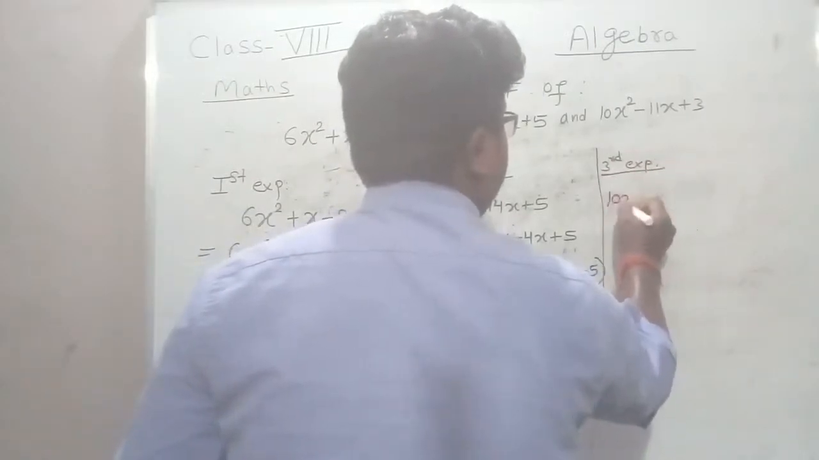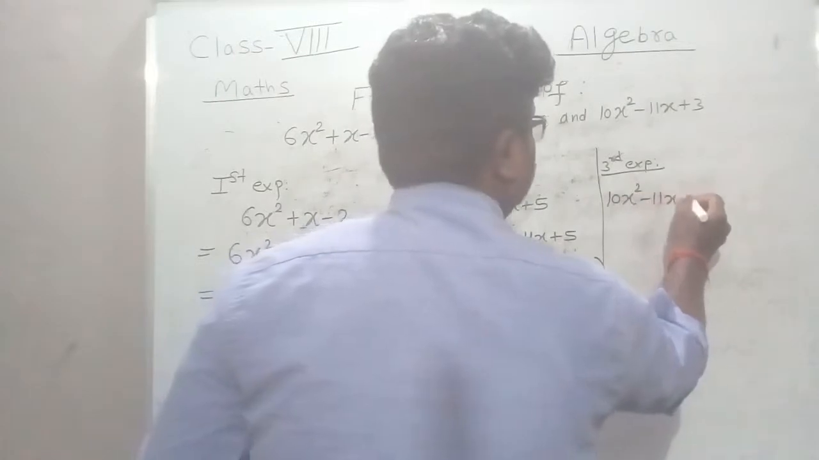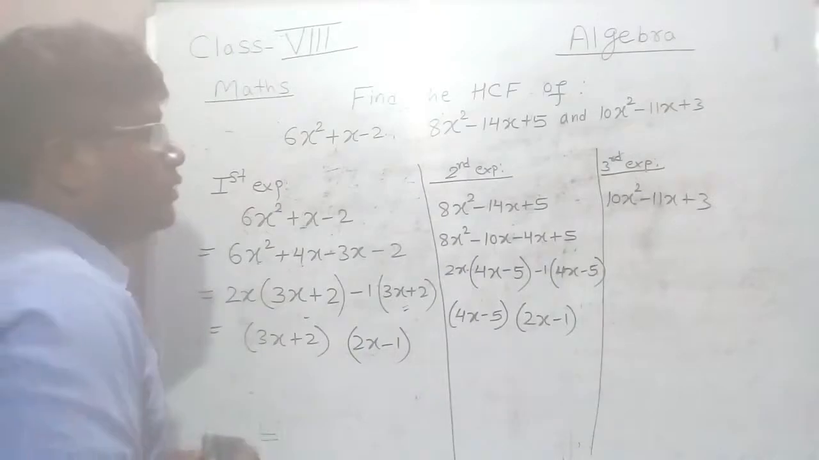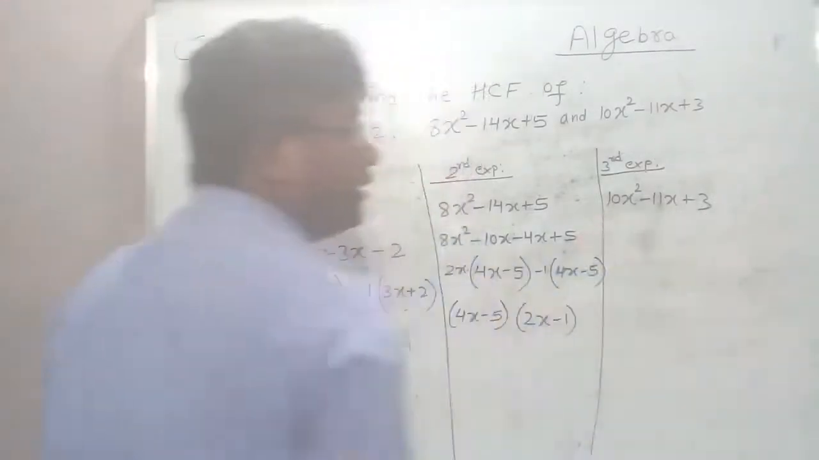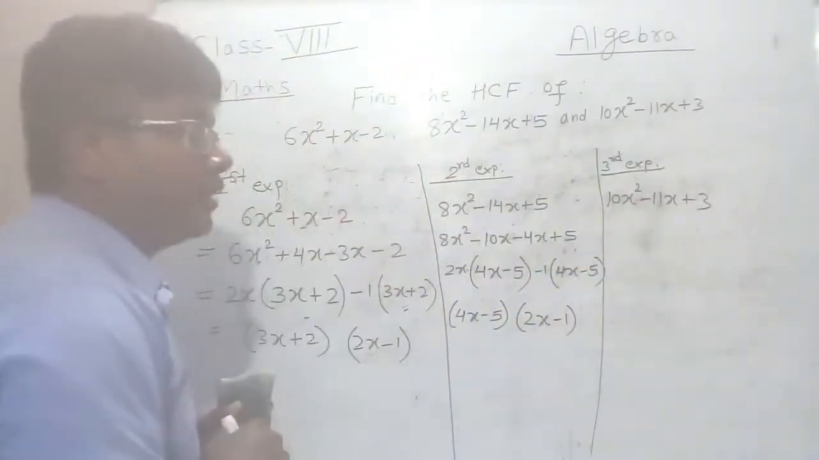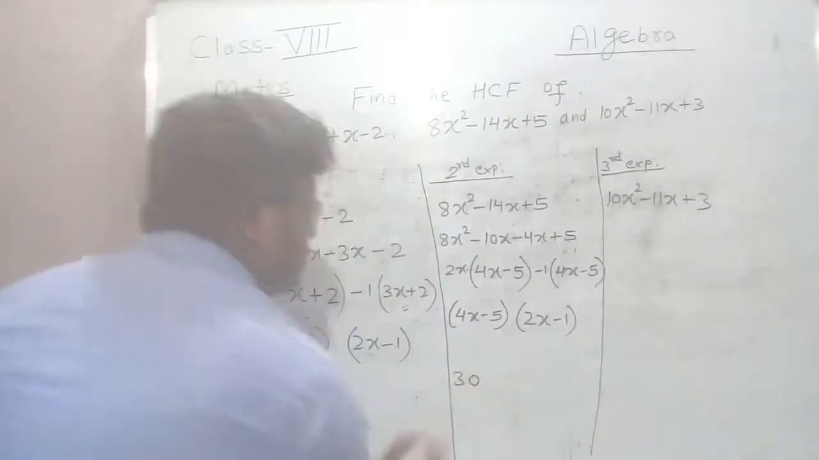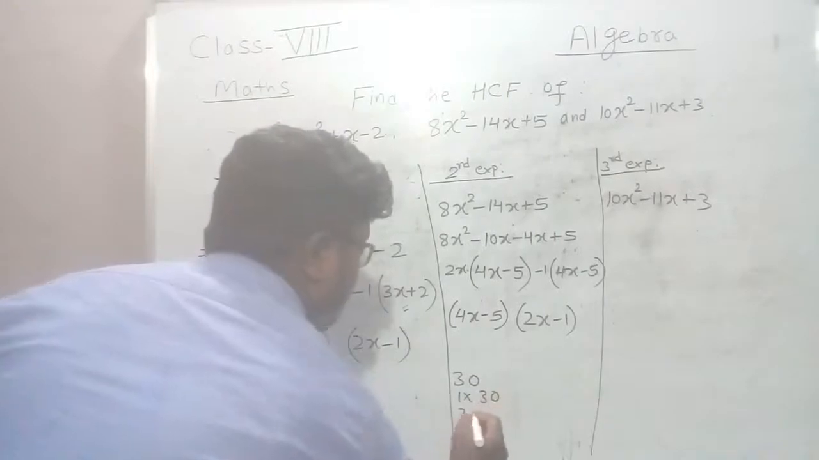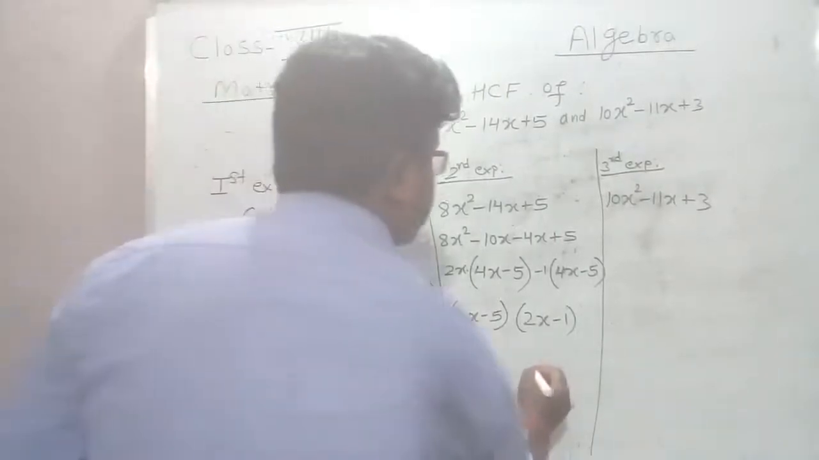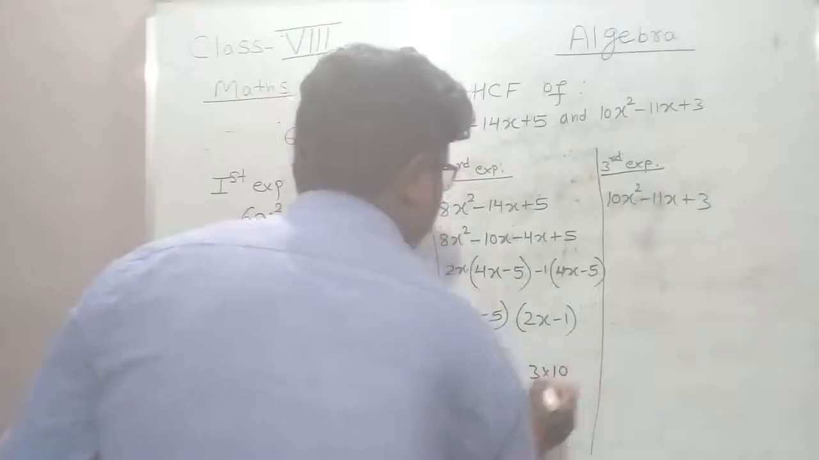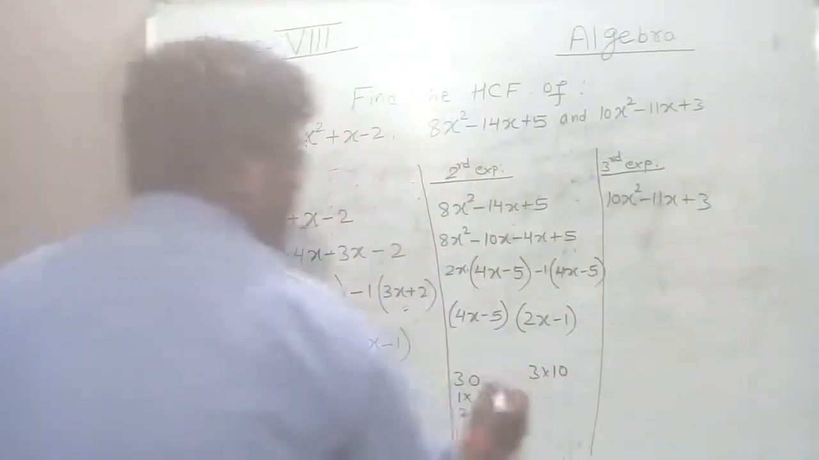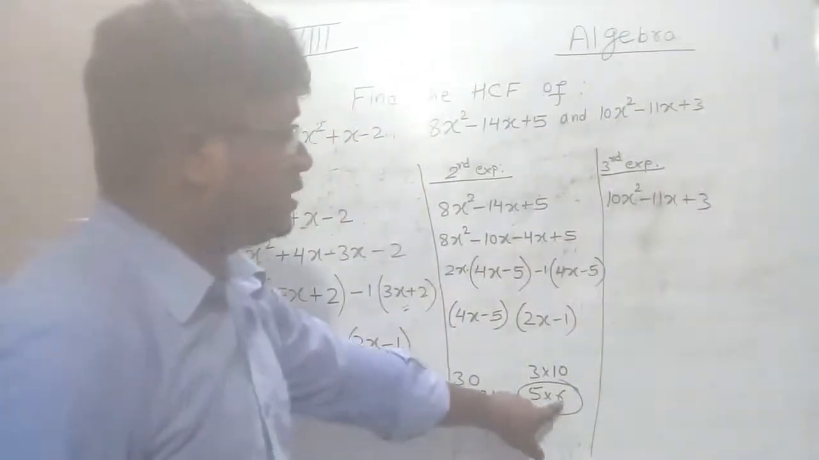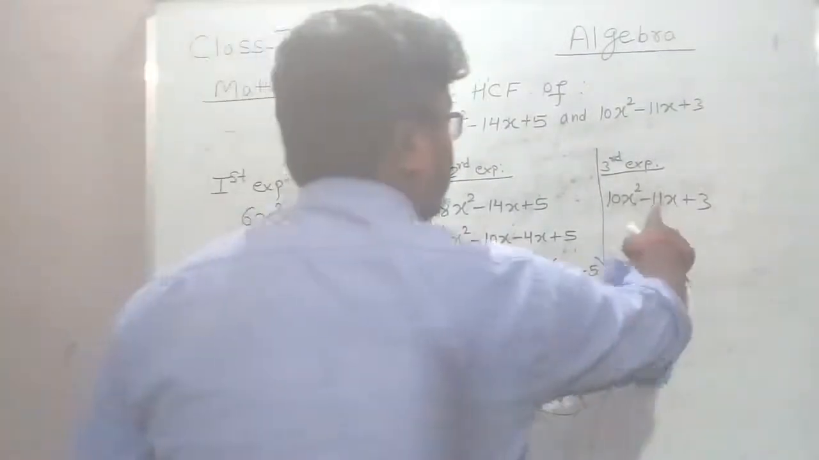The third expression is your 10x square minus 11x plus 3. Okay, here also, same thing. What we have to do is multiply this 10 and 3. How much will we get? 30. Okay, so 30 we got. So let's find the factors of 30. 1 into 30, 2 into 15. Okay, 3 into 10, 4 cannot divide, 5 into 6. This is the pair. Okay, because 5 and 6 if you add, we will get 11.